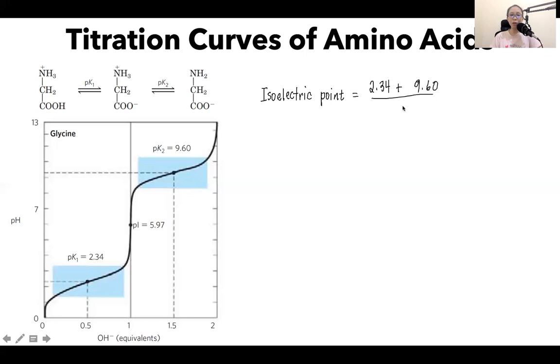So that's 2.34 plus 9.60 divided by 2. This will give us a value of 5.97. Meaning, if the pH of the solution is equal to 5.97, all of the molecules are in the Zwitter ion form. All of the molecules have a net charge of 0. Therefore, glycine will precipitate out of the solution.